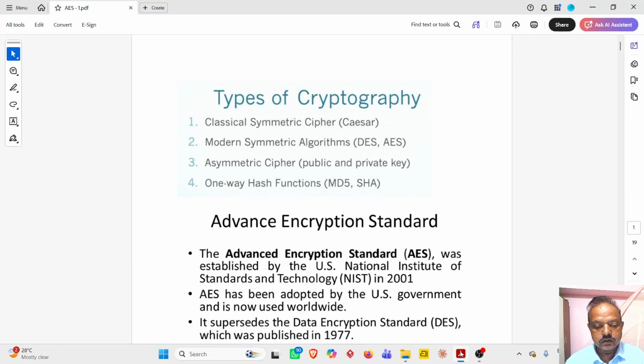In this video, we will be covering encryption algorithms. Especially, we will be focusing on AES, the Advanced Encryption Standard.